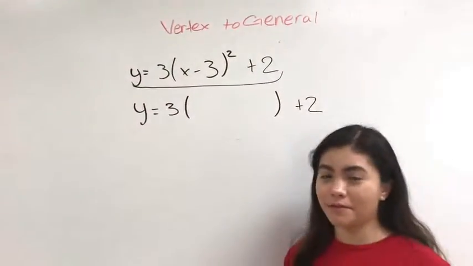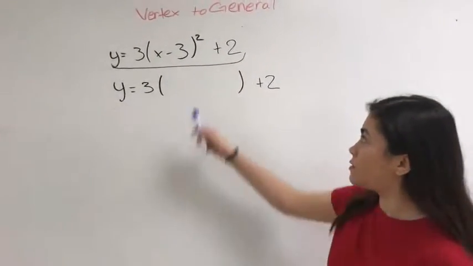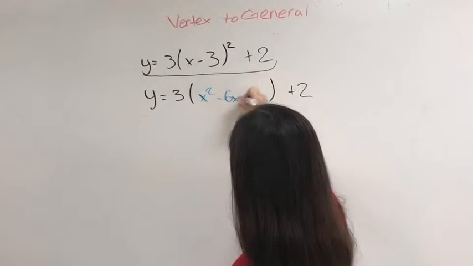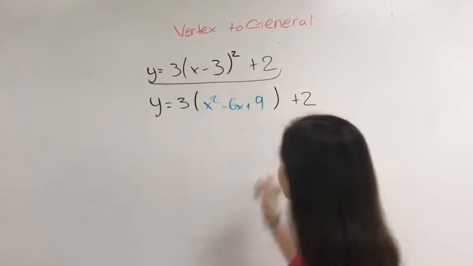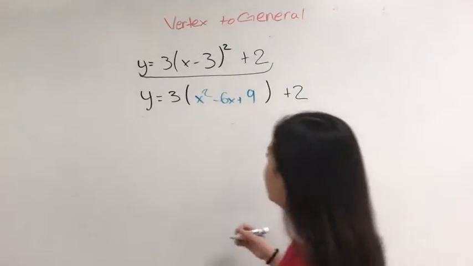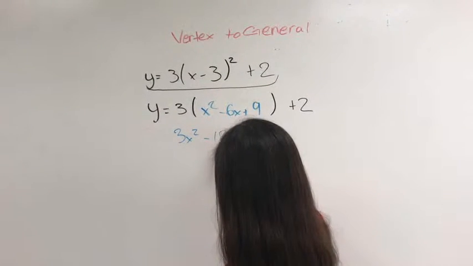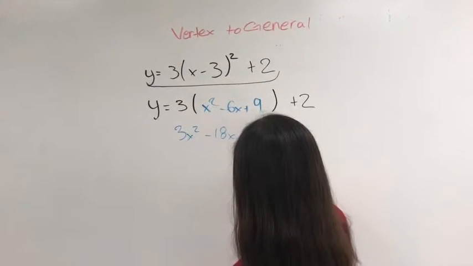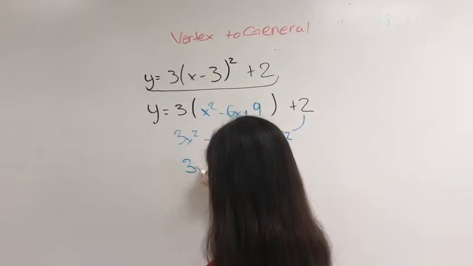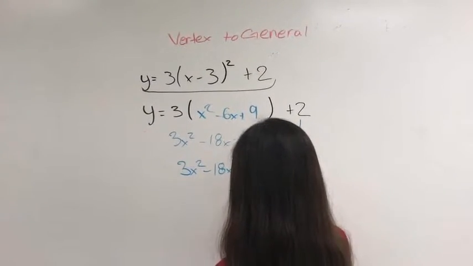Now we're going to convert from vertex form to general form. This is our original equation, and our first step is to solve the parentheses by simplifying. This is what we get, our first term, and then we multiply by 3. So we get 3x² minus 18x plus 27, and then we have our plus 2, and then we just add these two. And that's our final answer.